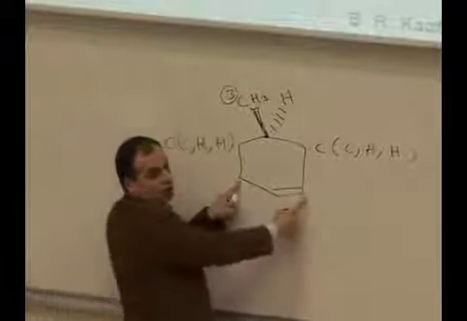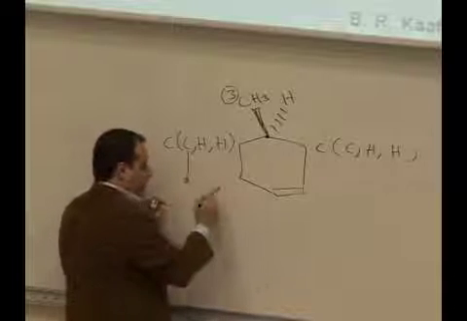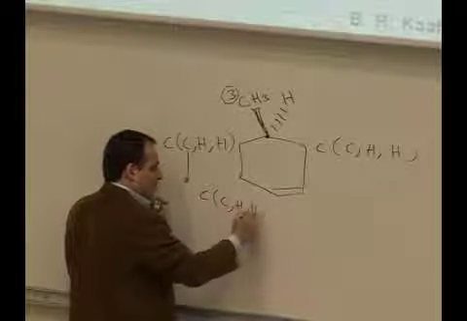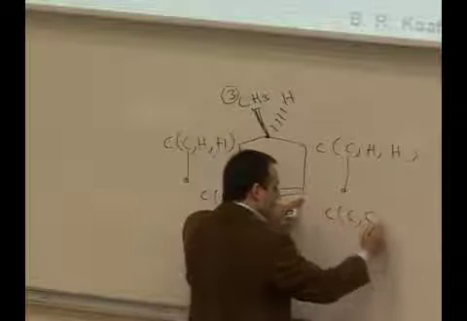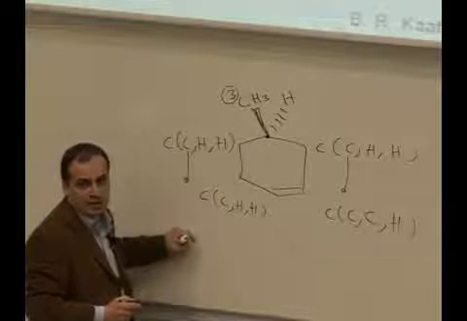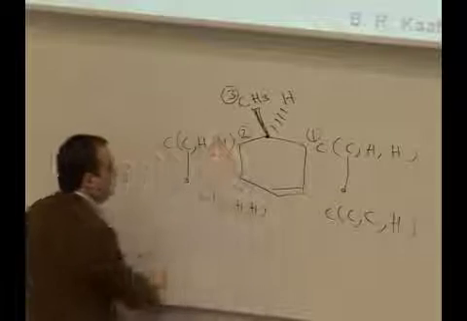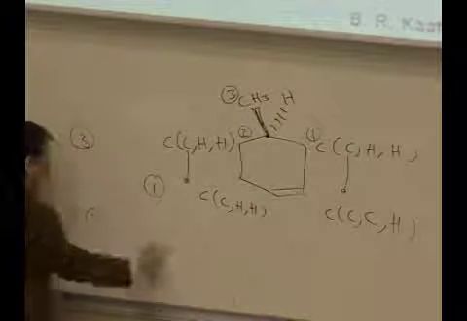Now I am looking at these 2 carbons to this side. So I'm looking at this one. This carbon is bonded to what? Carbon, hydrogen, hydrogen. While this carbon is bonded to what? Carbon, carbon, hydrogen. Therefore, which one has the higher priority? This is 1. This is 2. I have 1, 2, 3. Am I going clockwise or counterclockwise? Clockwise. Therefore, it is an R configuration.